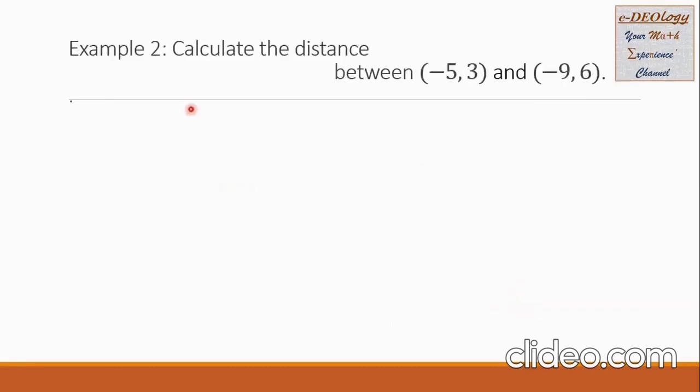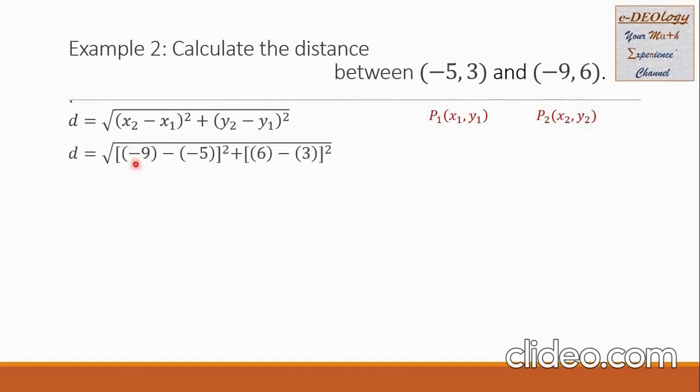Let's have example 2. Calculate the distance between negative 5, 3 and negative 9, 6. Let us assign the points. Let this be the p sub 1 and the other point to be the p sub 2. Our distance formula is here now. Let us substitute the values. Our x sub 2 is negative 9 minus x sub 1 is negative 5.